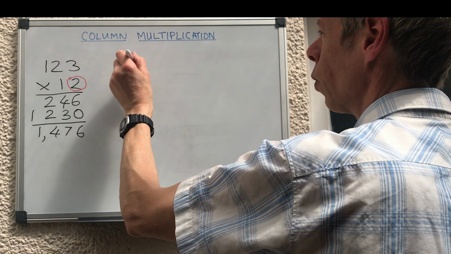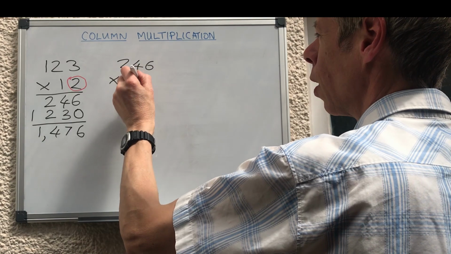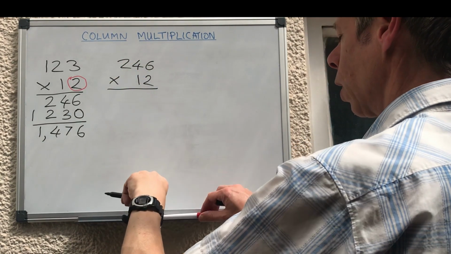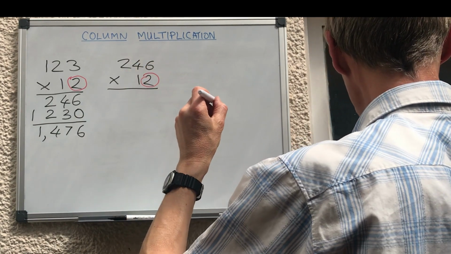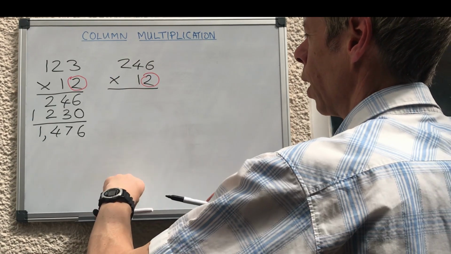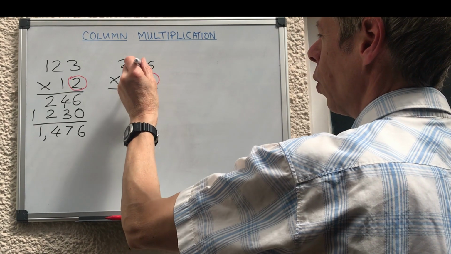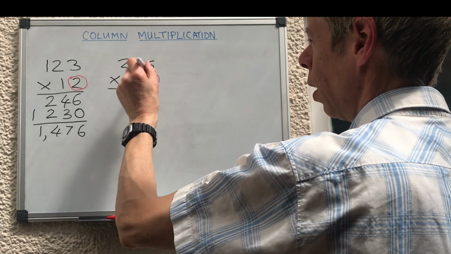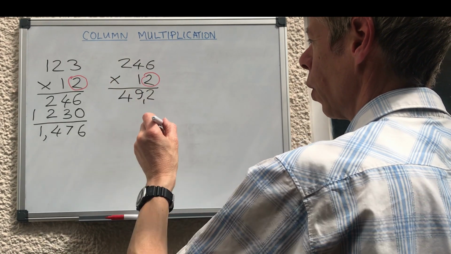So 246 multiplied by 12. So again, we're going to start off with the 2. So 2 times each number. So 2 times 6 is going to be 12. 2 times 4 is 8, but add the 1 makes 9. Keep our columns as level as we can. 2 times 2 is 4, so that's 492.